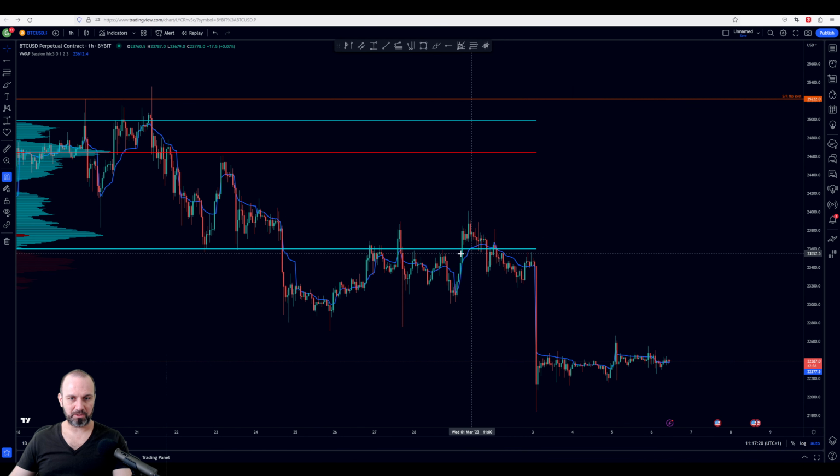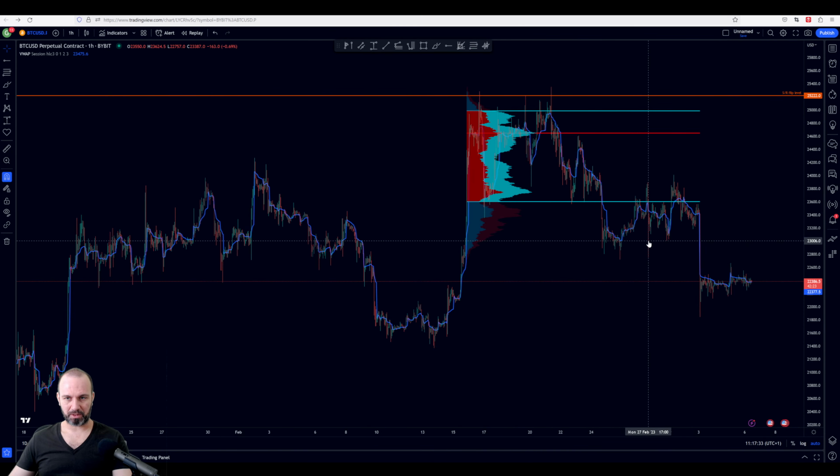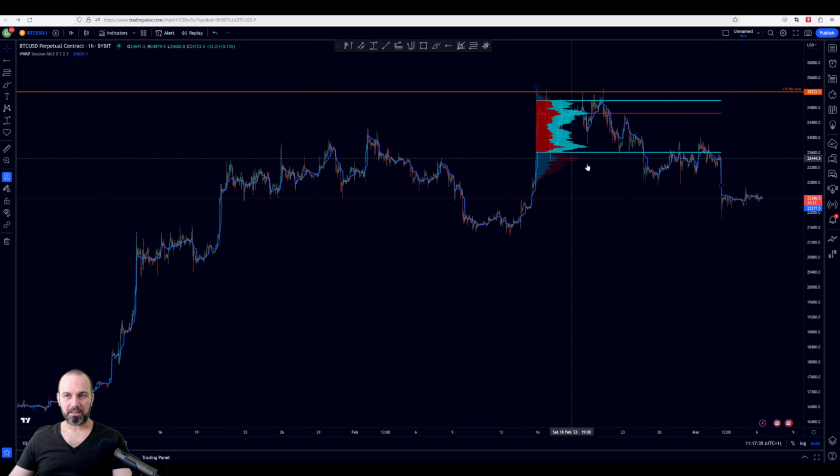Also, value area low here, acting as resistance, creating an SNR flip level. That's also another thing we need to take into consideration. So this is what we have: the top range breaking to the downside. Obviously that is weakness, with value area low acting as resistance.